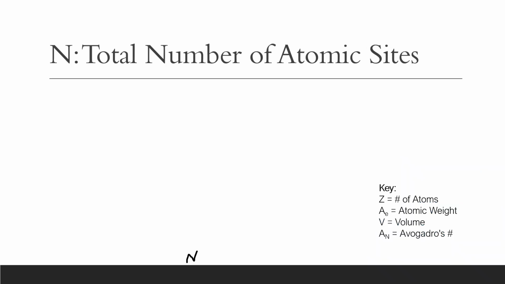Solve for N. N is the total number of vacancies or the concentration, as I said before. This variable can be represented with the equation N equals Z over V, with Z representing the number of atoms and V representing the volume.